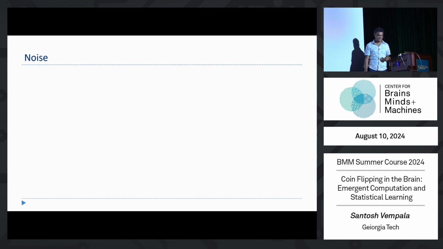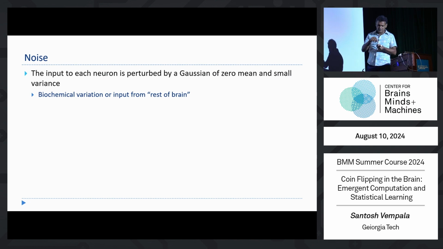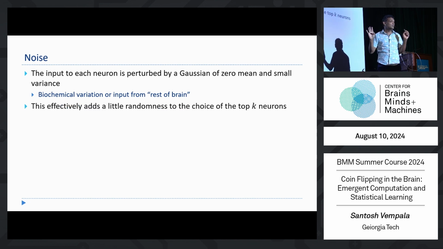So how do we do this? We're going to abstract away everything else that's happening in the brain as noise. The input to each neuron, in addition to whatever it's receiving from everything in the part that you mapped out and you're looking at, is perturbed by a small randomness, which is a Gaussian of zero mean and small variance, let's say. You can attribute this to biochemical variation or input from the rest of the brain or whatever. But there's some randomness each neuron feels, in addition to what it's getting from the actual mapped-out activity. This is a tiny bit of randomness.